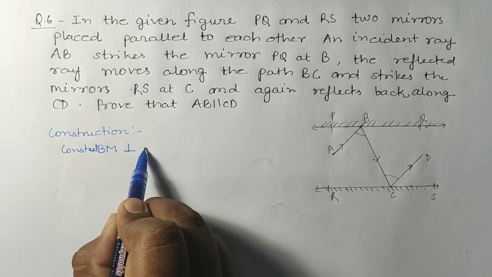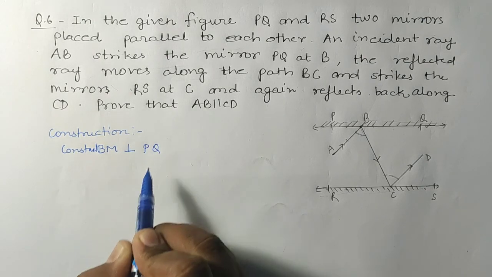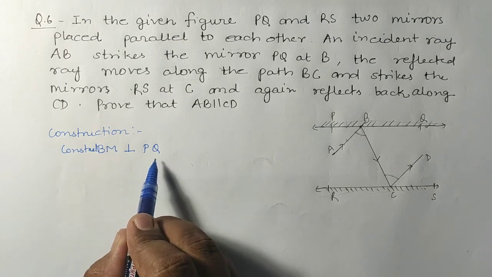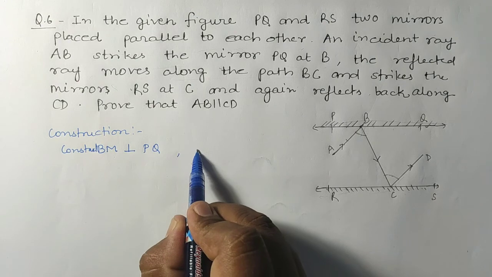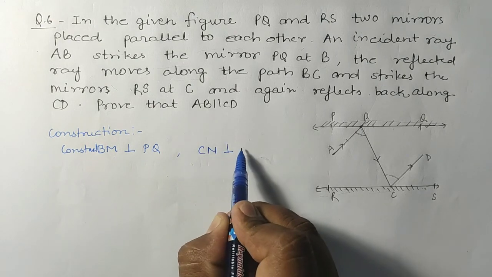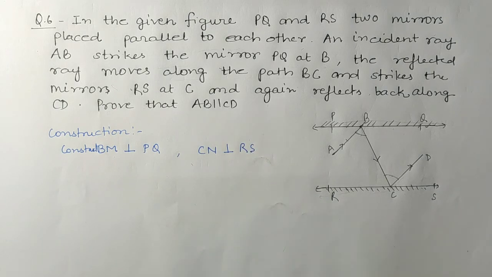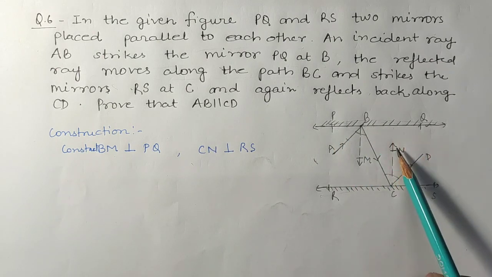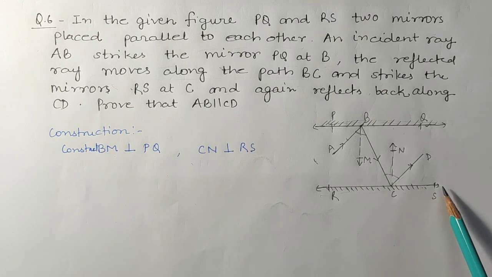Construct BM perpendicular to PQ, and CN perpendicular to RS. Two lines we have to construct here. One is BM perpendicular to PQ and one is CN perpendicular to RS. Like this. See, BM is perpendicular to PQ and CN is perpendicular to RS.